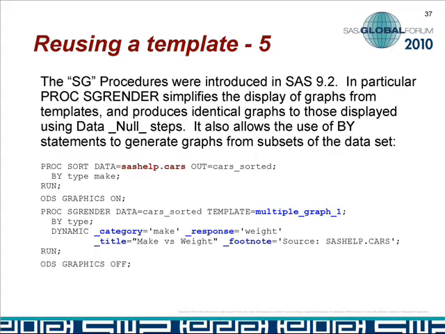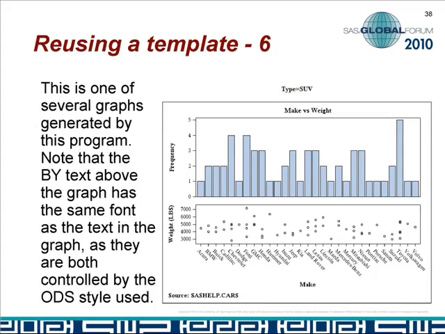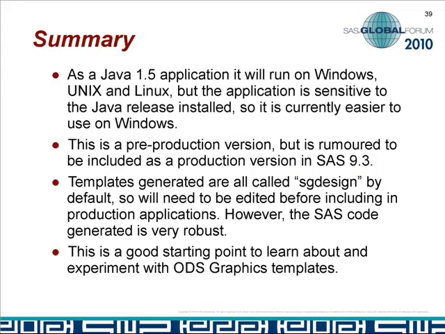You can see the template and its dynamic parameters are still specified, but the code is much more compact. However, the resulting graph is just as good. You should also note that the fonts used in the graph match those in the byline above the graph, as the characteristics of the ODS style used are incorporated into both the report and the graph.